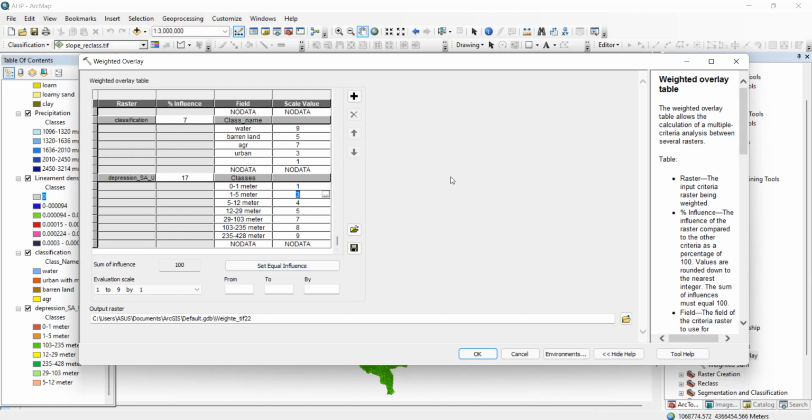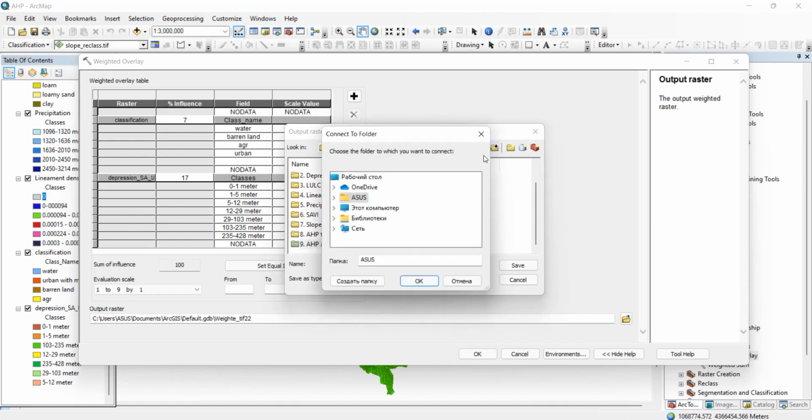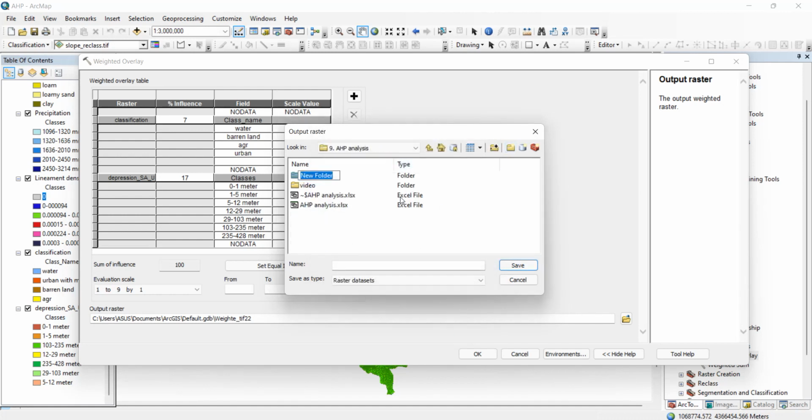So now our ranking weighted overlay is ready, but there are 2 things left. First, we should save it in, let's create a separate folder.